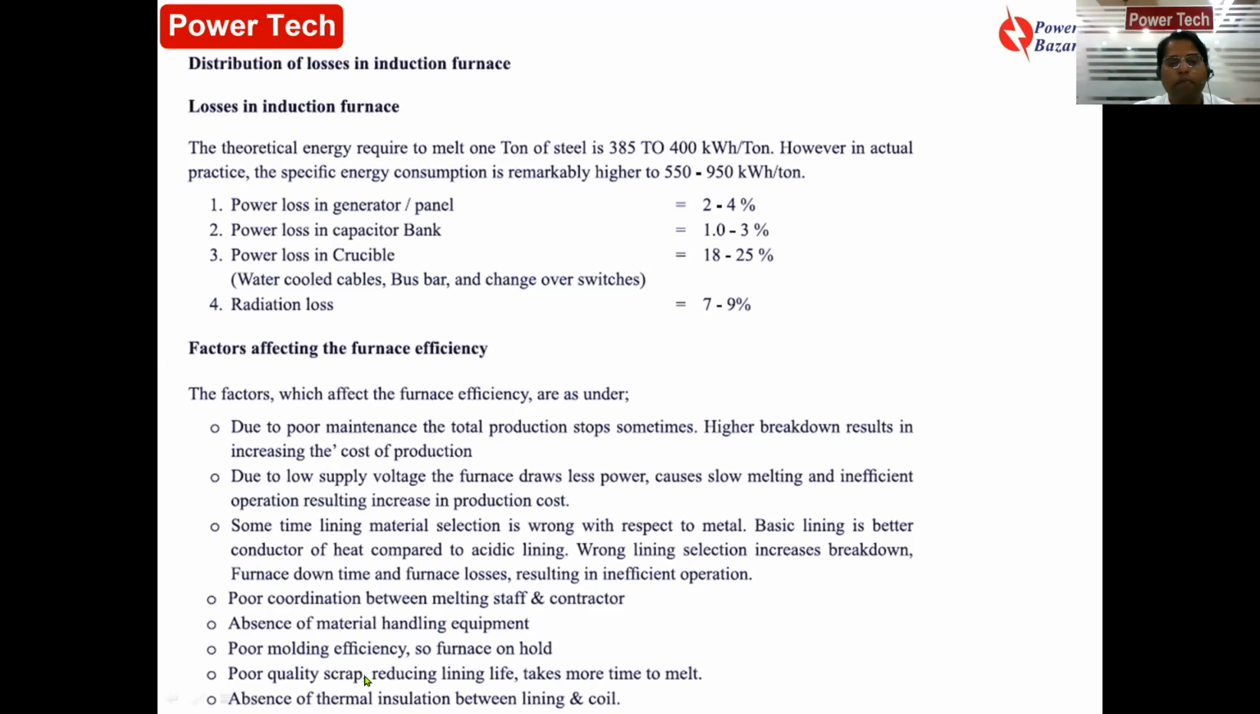Poor quality scrap is another area, and it also reduces the lining life and takes more time to melt. Absence of thermal insulation between lining and coil. So these are the major factors which affect furnace efficiency. Now, if you take care of all these factors, what will happen? Your downtime will be low, your uptime will be high, your breakdown will not be there. So the furnace will work very fine, there will be no major losses, and the furnace will be efficient.